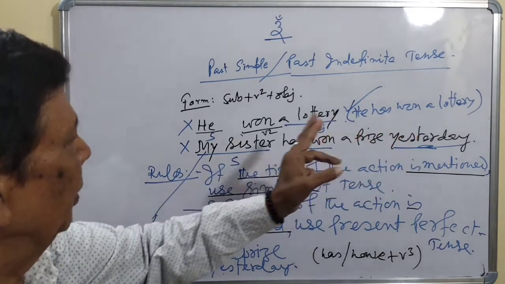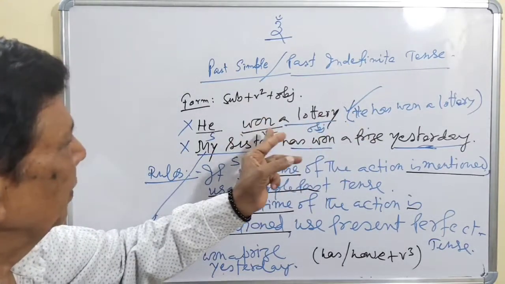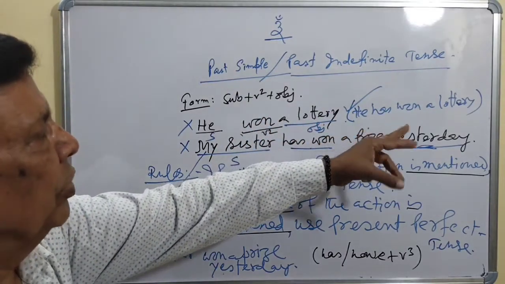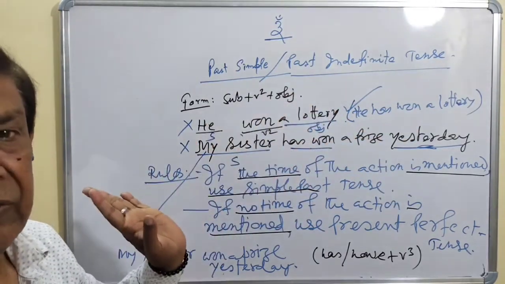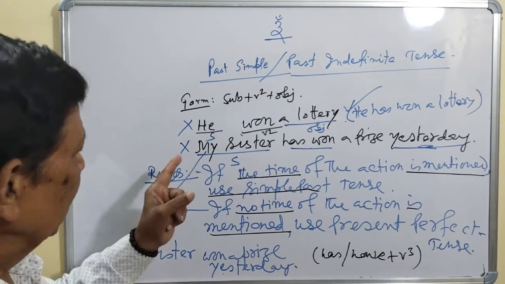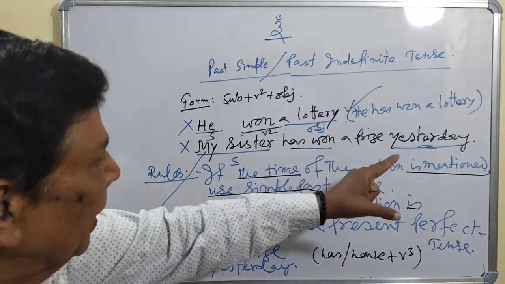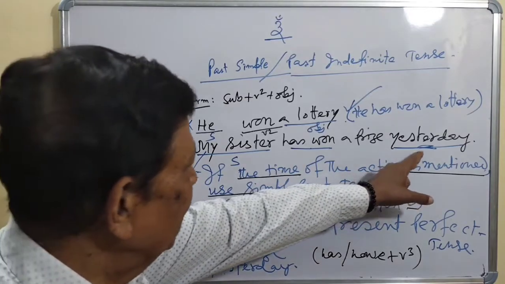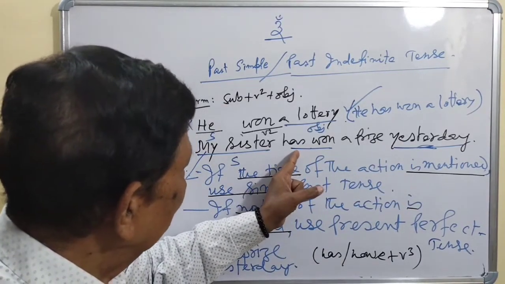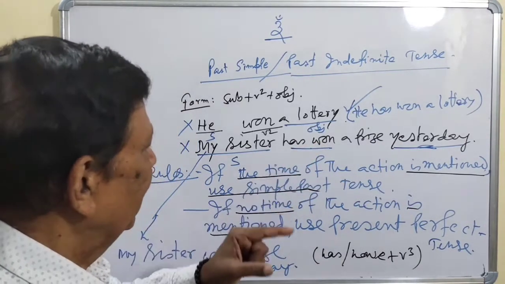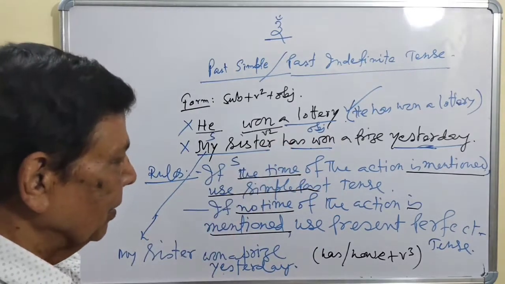See, since no time was mentioned, here it was wrong, and the correction I have done, that is he has won a lottery. It is the correction of the sentence. He won a lottery, that is wrong. He has won a lottery. The reason being, no time is mentioned when he won the lottery. Second sentence, my sister has won a prize yesterday. Time is mentioned and we have used here has won, that is present perfect tense.